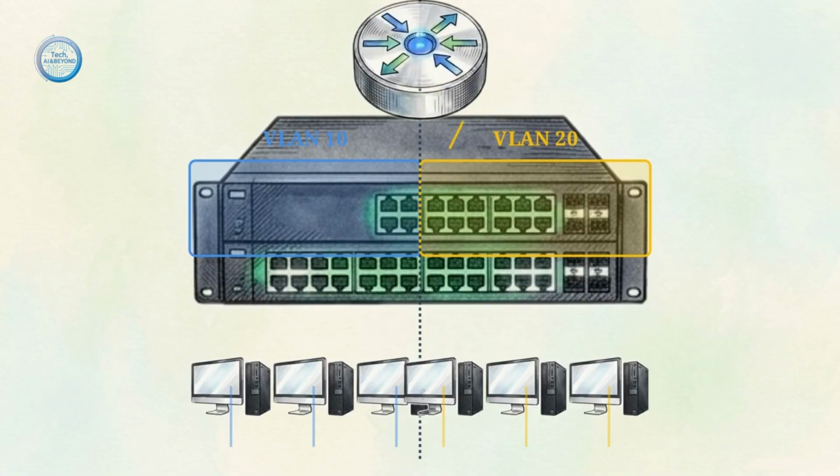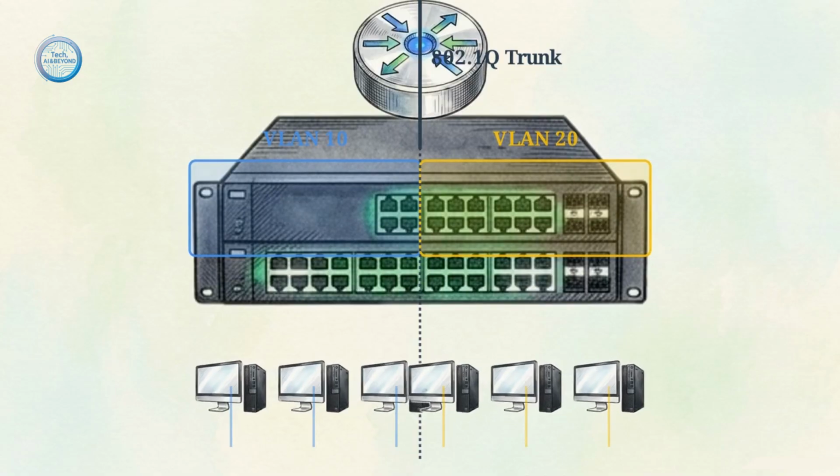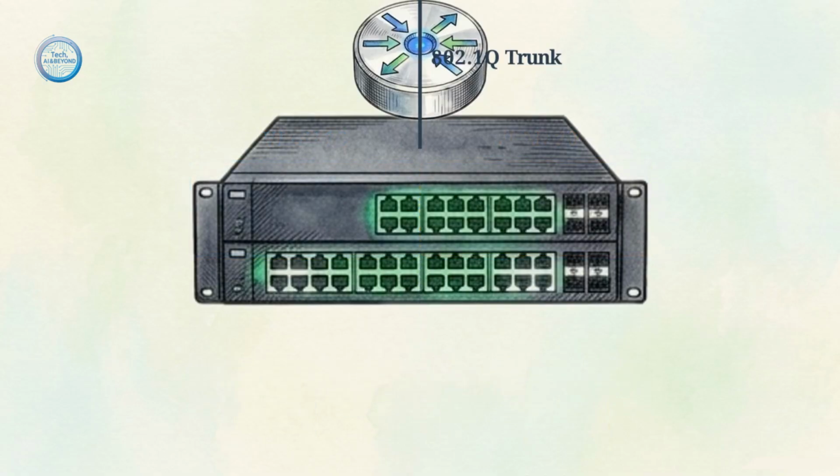For a machine on the blue network to communicate with one on the yellow network, the traffic must leave the switch entirely, hit a Layer 3 gateway, a router, and be routed back. We connect these virtual networks to a router over one physical cable via the 802.1q trunking standard. To keep the traffic separated over one wire, the switch modifies the Ethernet header. It momentarily splits the frame to accept a 4-byte tag containing the specific VLAN ID number before pushing it up the trunk link to the router.